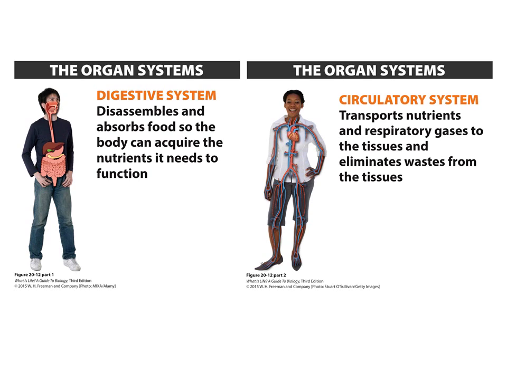There is, of course, the digestive system, which breaks apart food and then absorbs food so that the body can acquire nutrients it needs to function. The circulatory system transports nutrients and respiratory gases to the tissue and eliminates waste from the tissue.